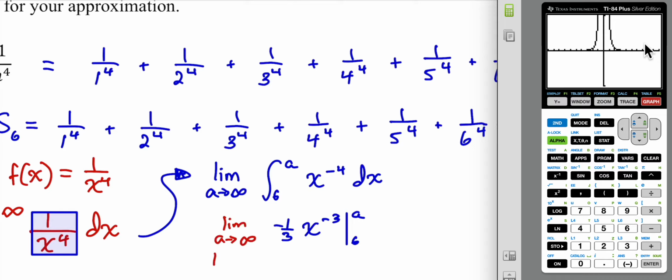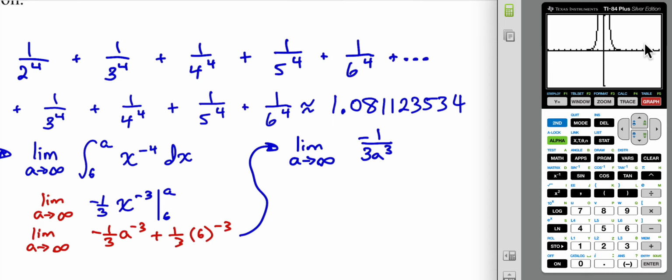So then I'm going to rewrite this as the limit as a approaches infinity of negative 1 over 3a to the third plus 1 over, well, 6 to the third is 216, so 3 times 216. All right, 6 to the third, 216, but it's negative, so it goes on the bottom. So the limit as a approaches infinity of this, what is that, 648?